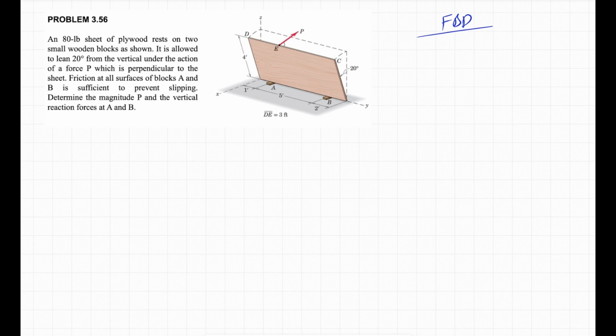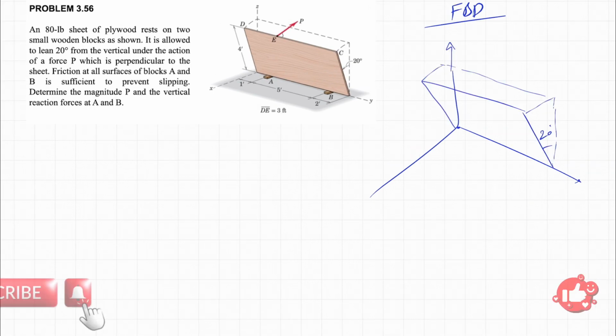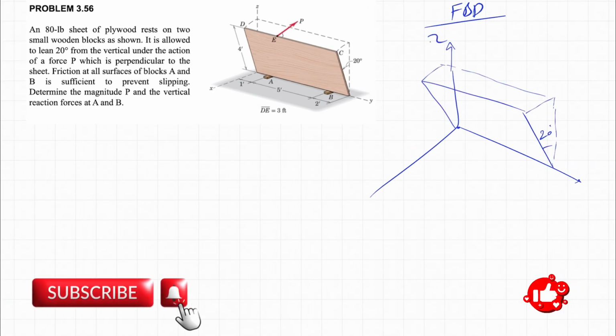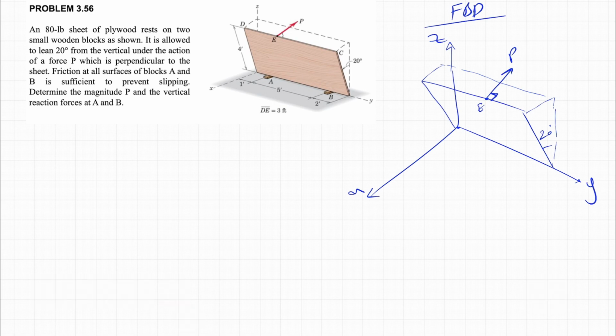So we're going to start with a free body diagram. We know this angle is 20 degrees and we need to show the forces that we have. So this is Z, here's X, and this will be Y. The first force that we have is the force P at point E, which is perpendicular to the sheet. So this angle that I'm showing here is a right angle. Let's see what else we have.